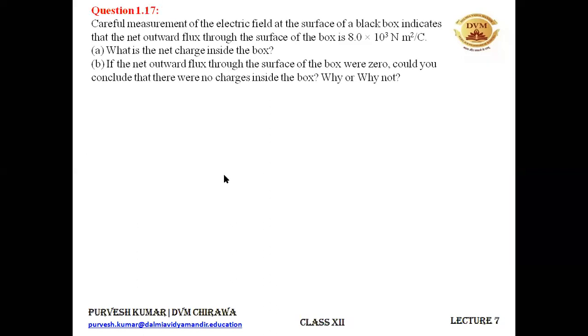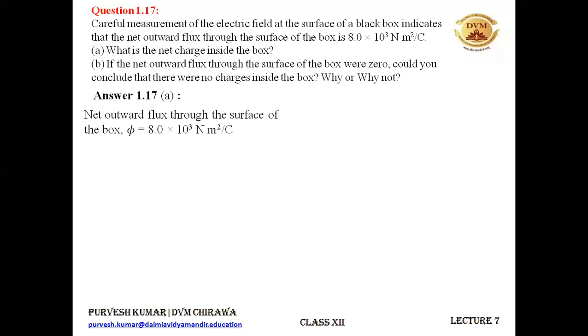It says that careful measurement of the electric field at the surface of a black box indicates that the net outward flux through the surface of the box is this. This is the value of flux that is given to us. What is the net charge inside the box? All right. So let's solve part A of this problem. It says phi value is given to you as 8 into 10 to the power 3 Newton meter square per coulomb. And we need to find the net charge present in the box.